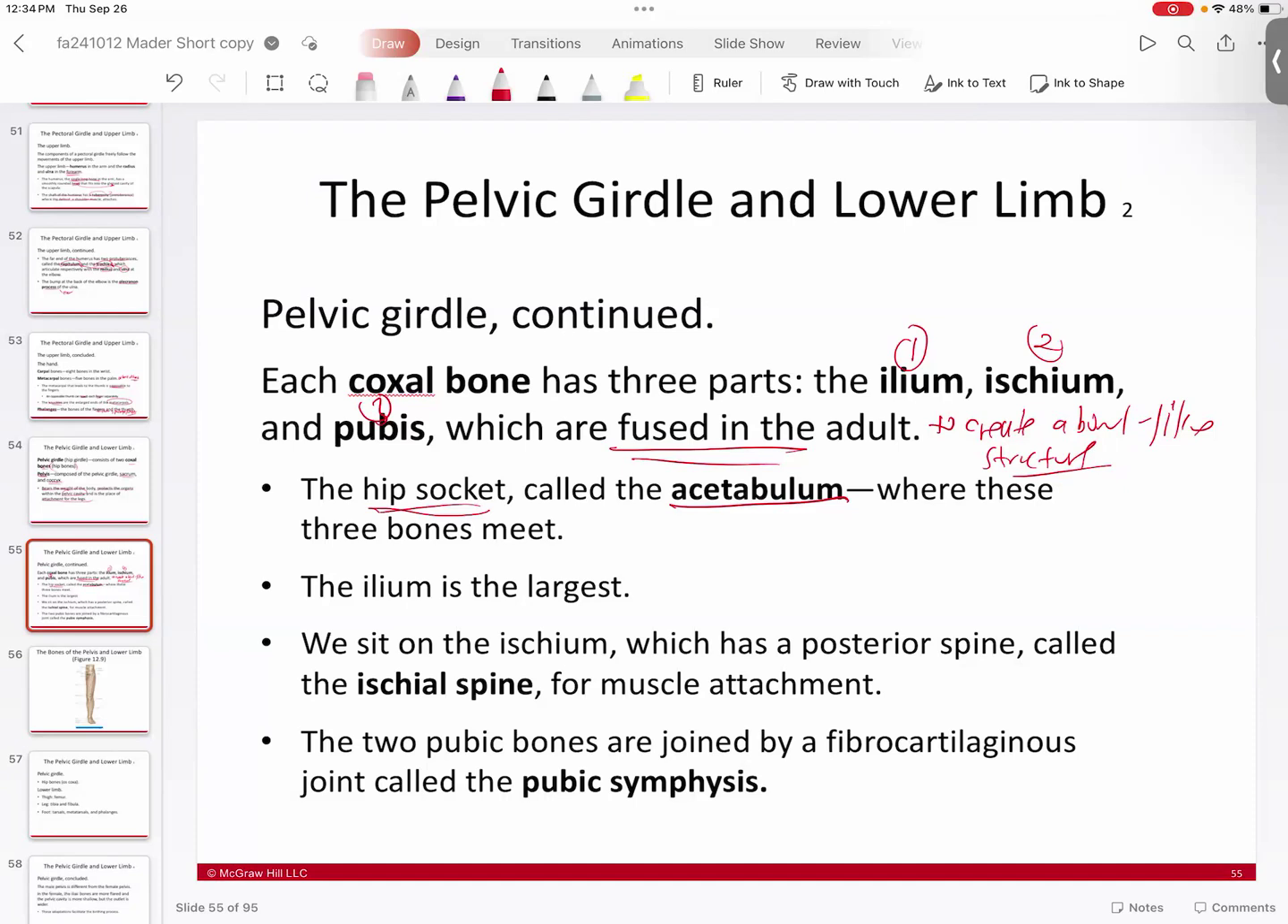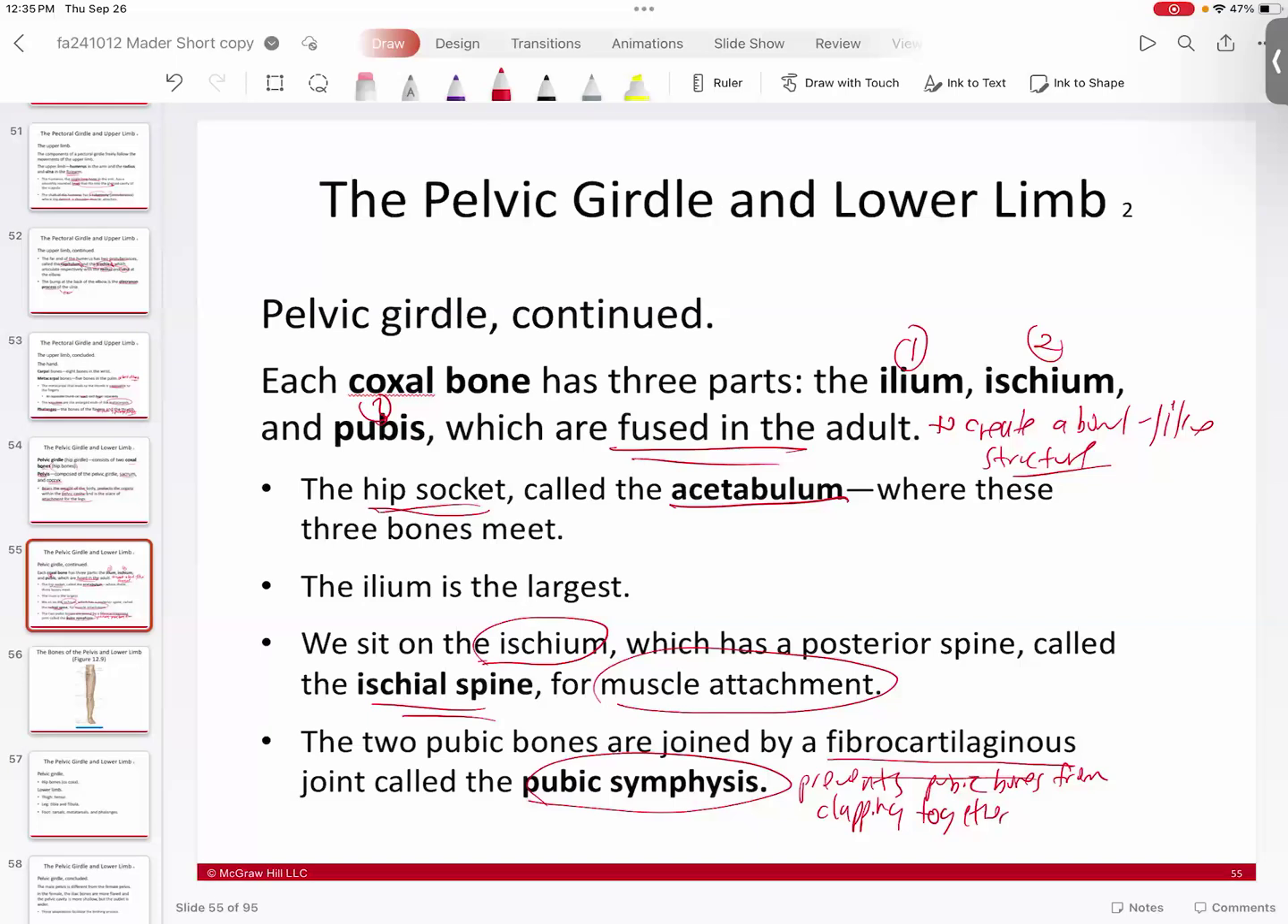So ultimately, the bone that we sit on is our ischium, and our pubic bone projects forward. The ischium will have a posterior spine called the ischial spine, and this will have muscle attachment, for instance, your gluteal muscles and so forth. There are two pubic bones. Typically, they are separated by a fibrocartilaginous plug called the pubic symphysis. This prevents the pubic bones from clapping together when we take a step. So it's there to protect us.